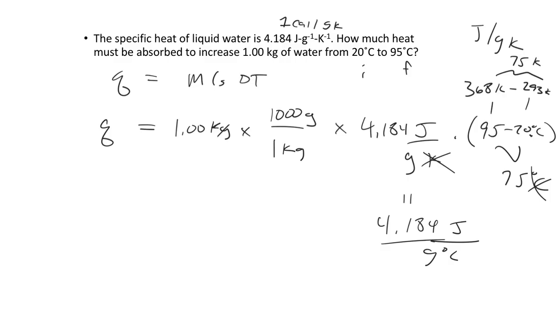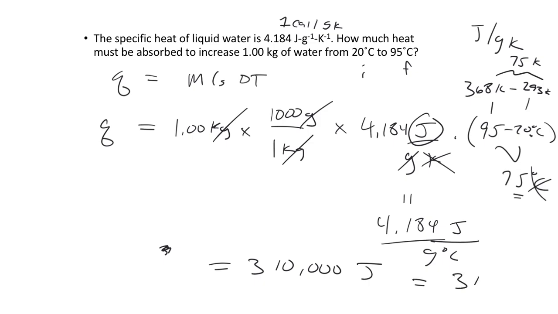Okay, so we take a kilogram times 1,000, times 4.184, and then times 75. I get 313,800. Let's call this 310,000 to 2 sig figs. Joules, that's our unit here. Our grams have canceled. And we can also write that as 310 kilojoules.